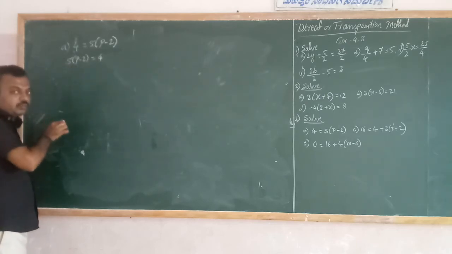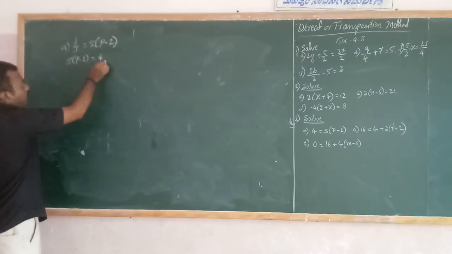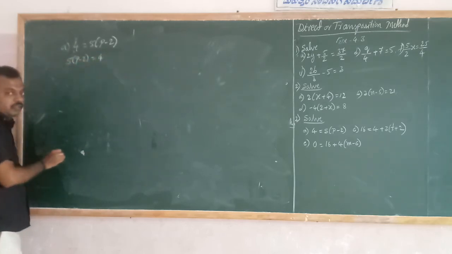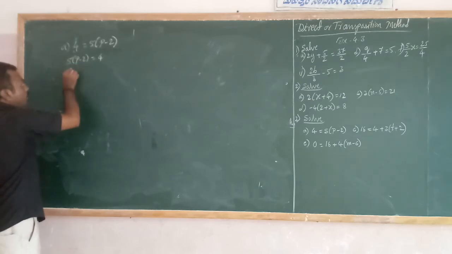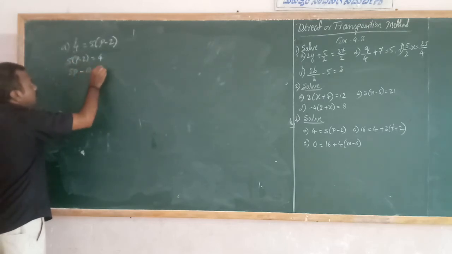It is very easy to solve the equations. That's why, if you have sent 5 to the RHS, never divide 4 by 5. You don't want to send that. Otherwise, we have to do multiplication, the distributive property. 5 into p is 5p, plus into minus is minus. 5 twos are how much? 10. It is equal to 4.